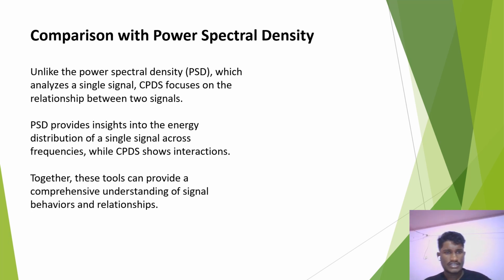Comparing with the power spectral density, unlike the power spectral density, which analyzes a single signal, CPDS focuses on the relation between two signals. PSD provides insights into the energy distribution of a signal across frequencies, while CPDS shows interactions. Together, these tools can provide a comprehensive and balanced understanding of signal behaviors and relationships.